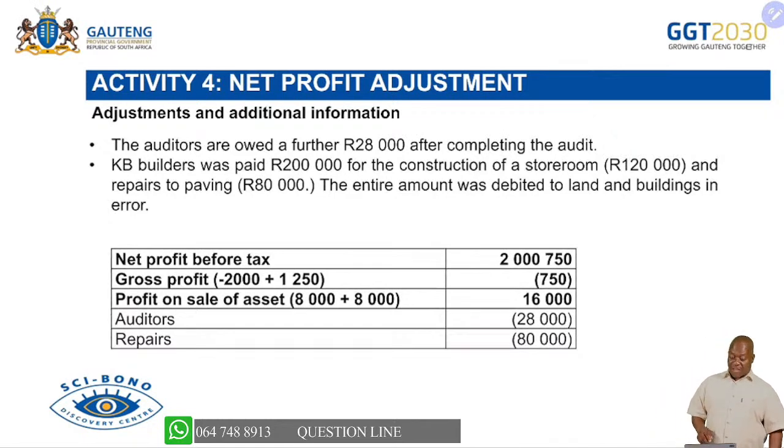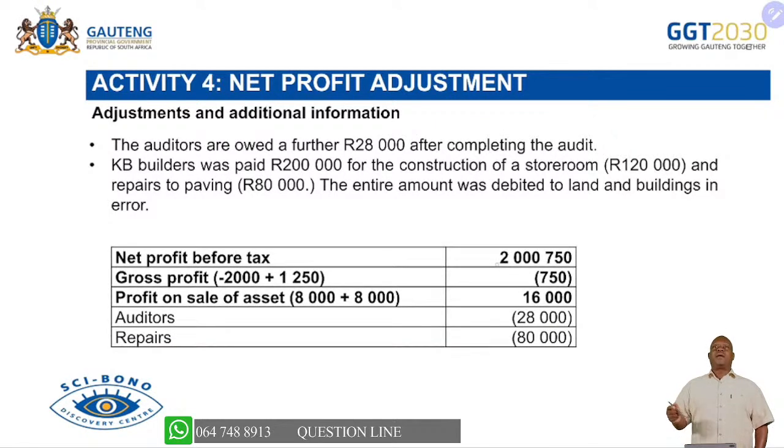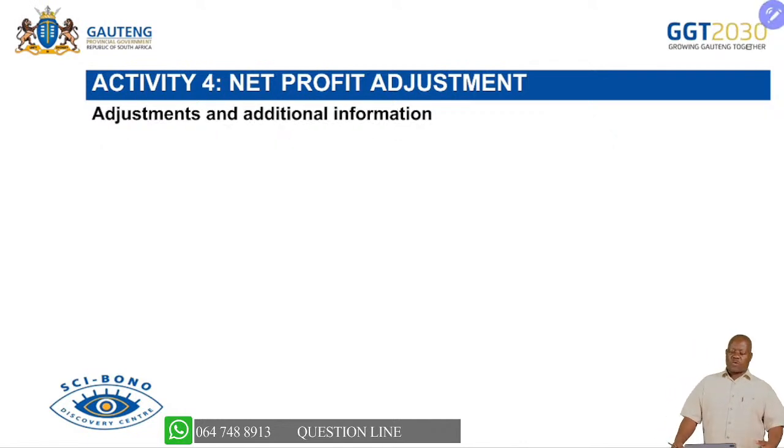Now, it therefore means, in the absence of any other adjustments, we are now going to find our net profit before tax by saying 2,750,000 minus 750 plus 16,000 minus 28,000 and minus 80,000. And then it's going to give us what we need next. But now, that's profit before tax.